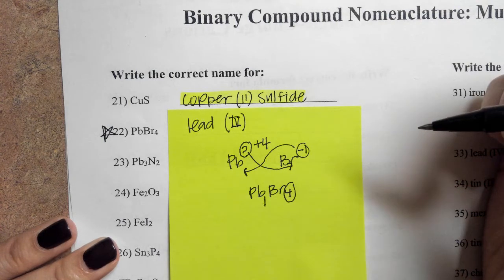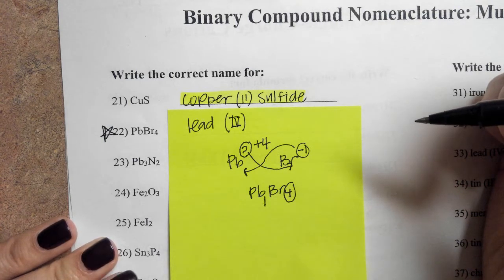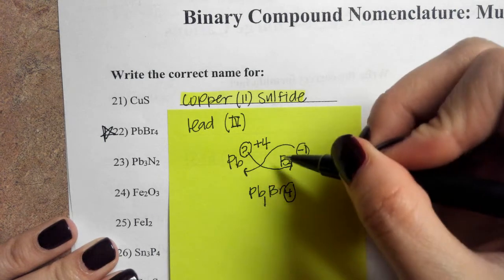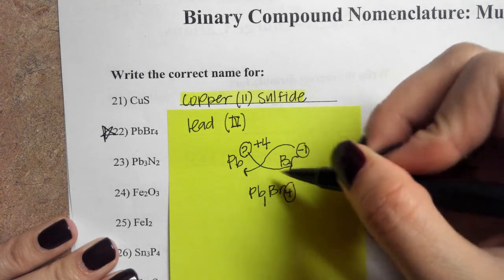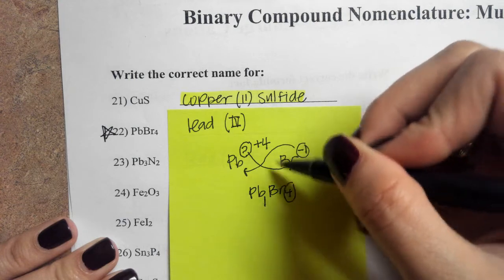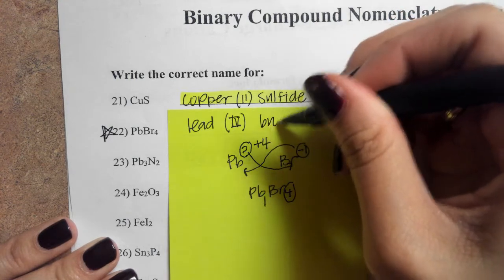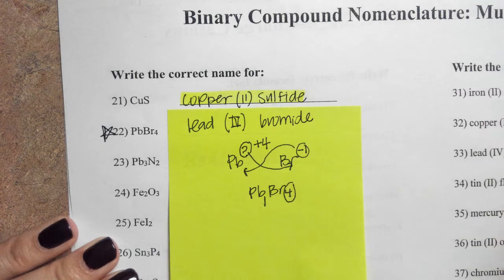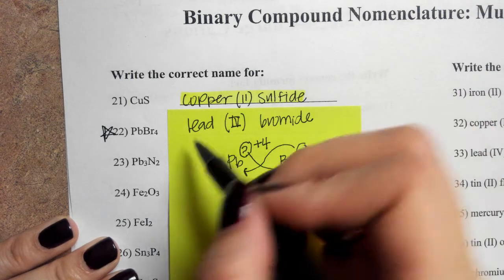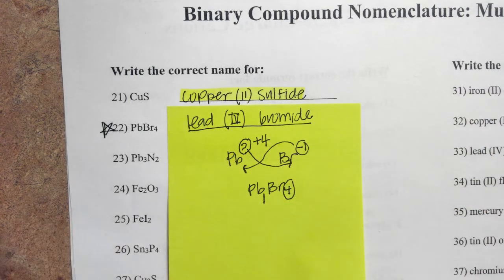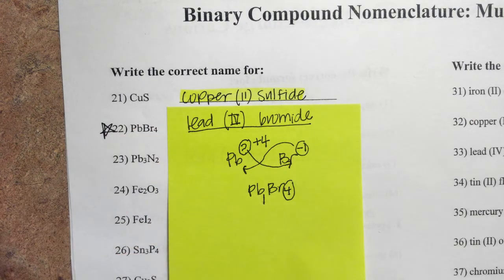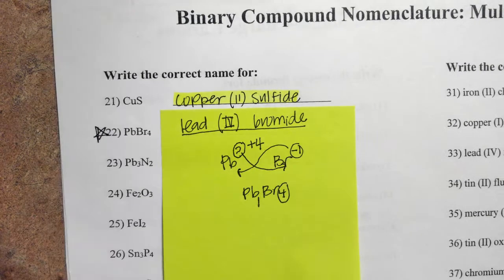And then finally, we can do our last step, which is name the nonmetal, drop the ending, and replace it with IDE. And so our nonmetal here is bromine, but I'm going to, again, remove the ending and change it to IDE. So instead, I'm going to go ahead and write bromide. And that is the name for PbBr4. Lead(IV) bromide.